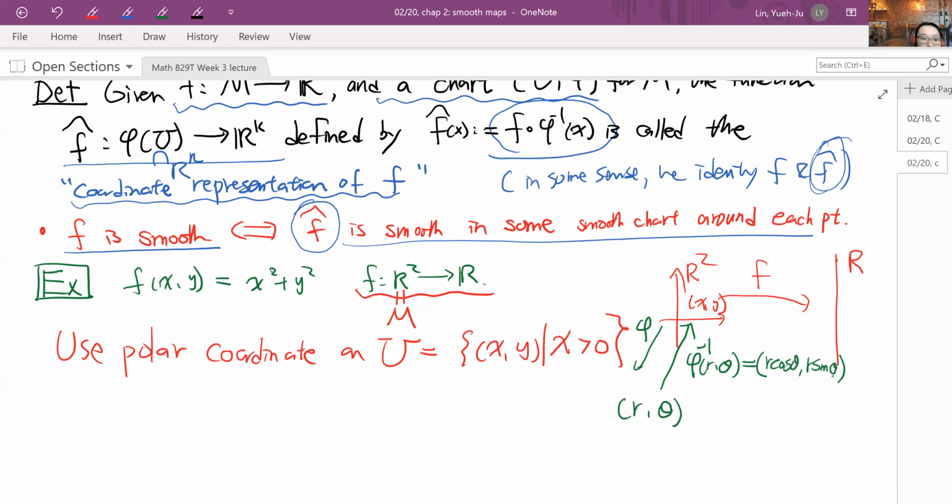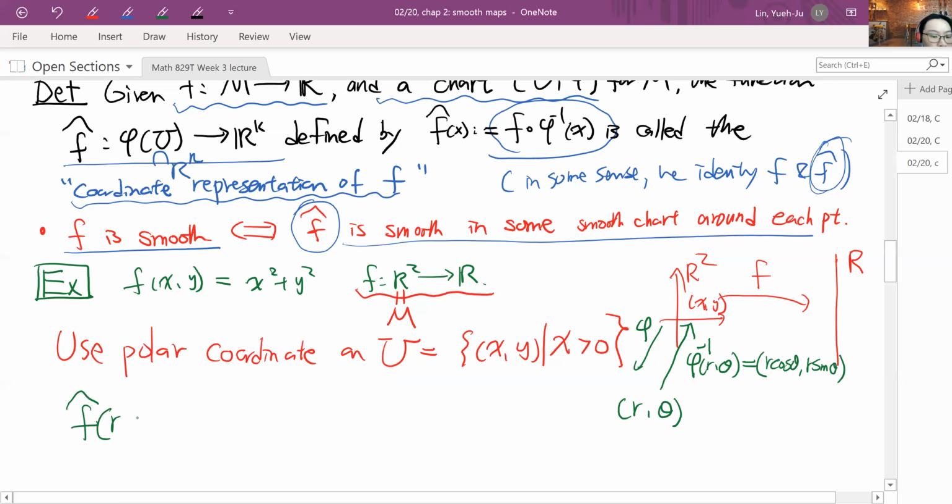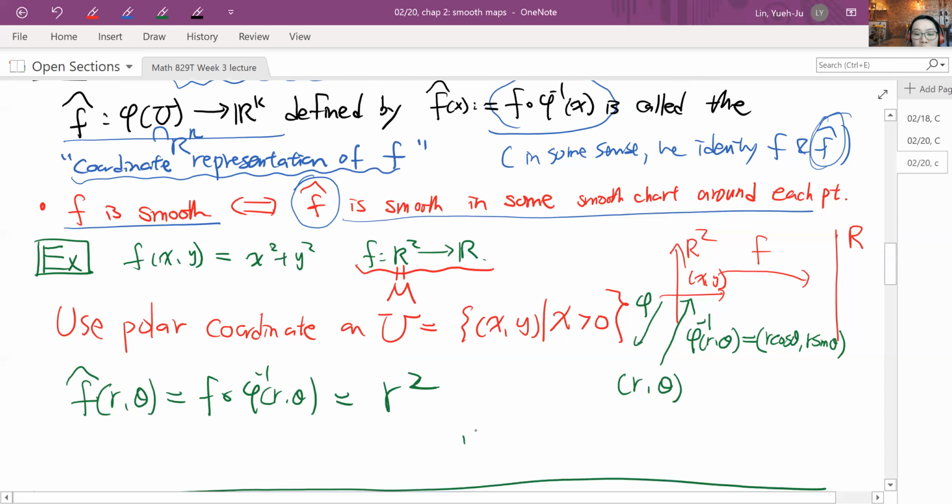So if this is the case, and you use this particular chart, phi inverse, then what will be the coordinate representation of the map? You have x squared plus y squared, which is just r squared. And you can see that this is smooth as a map from (r, theta) to r squared. So this is one way to view it.